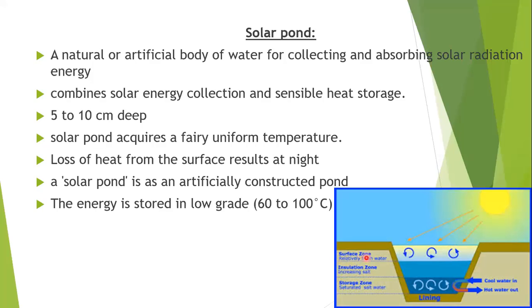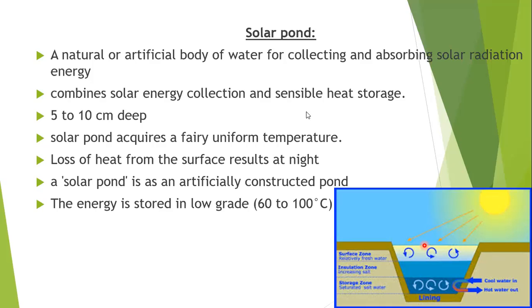Here this is the surface zone, where water will be circulating up and down. This is the insulation zone and this is the storage zone. So cool water in, hot water out. This hot water will be going down and fresh cool water will be going up. The sun radiations are coming onto the pond and it is absorbing the solar radiations, and again it is storing them.